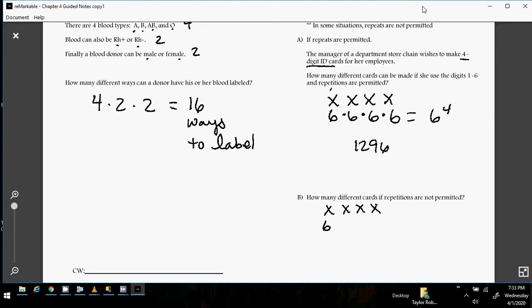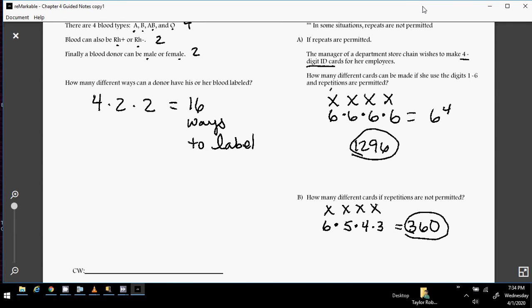So then I would have 5 numbers to choose from, and then 4 numbers to choose from, and then 3 numbers for the last one. So it would go down. On these, you just multiply. So this comes out to be 360, which is significantly less than the 1,296 we had there. So that's how you do it with the repeats, without the repeats.